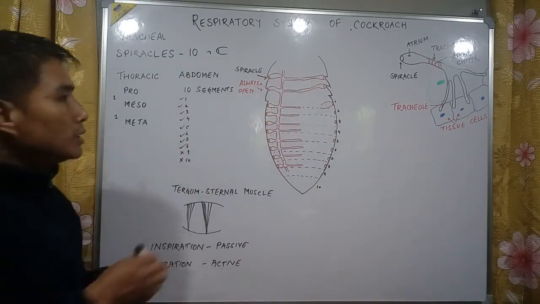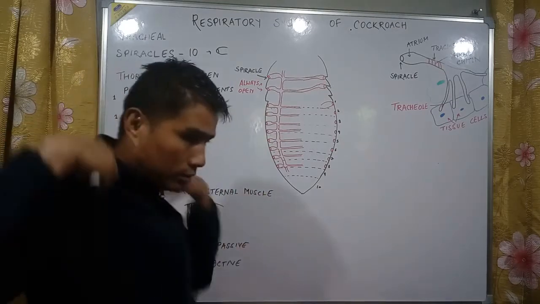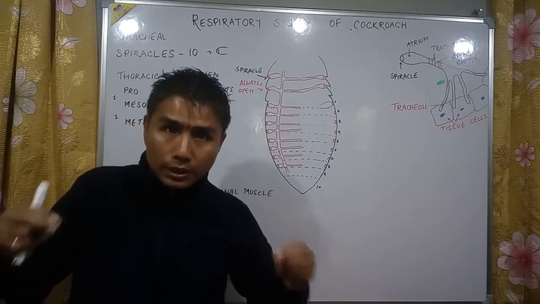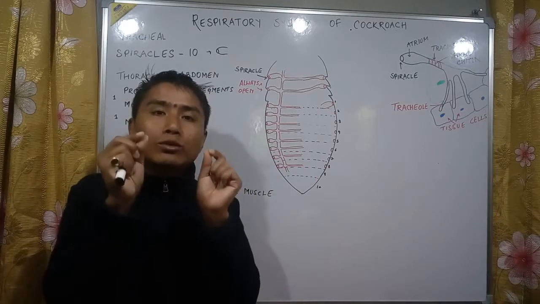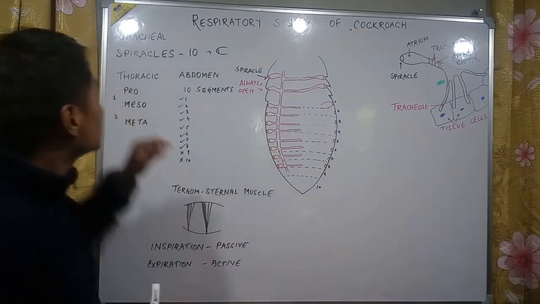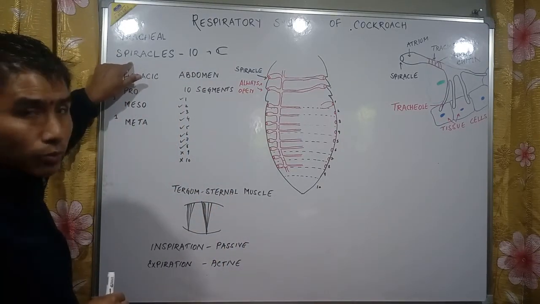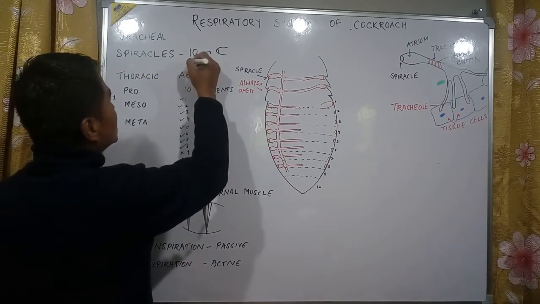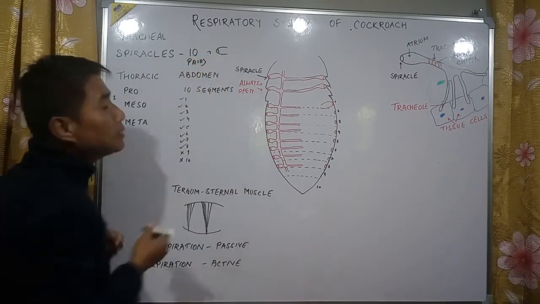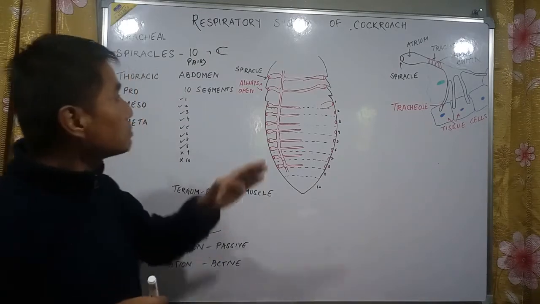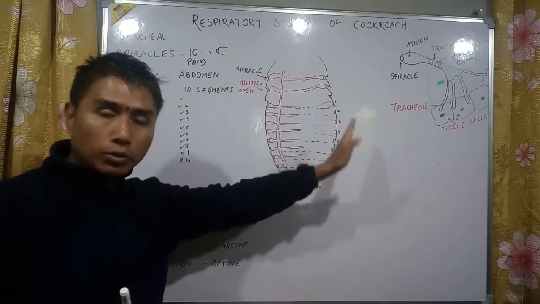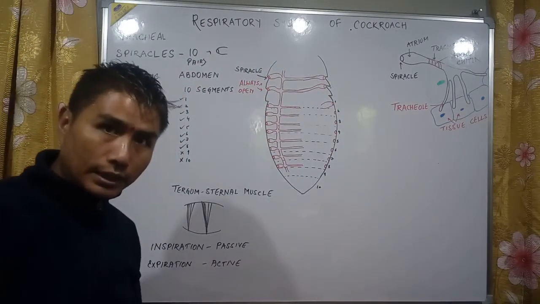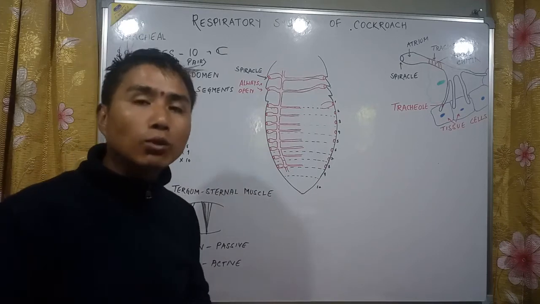Fine. Now the body of the cockroach consists of small holes present at particular places, and those holes are known as spiracles. There are 10 pairs of such holes. So that means 10 spiracles are present on each side of the cockroach body, 10 on this side and 10 on this side. Now where are those 10 holes present?